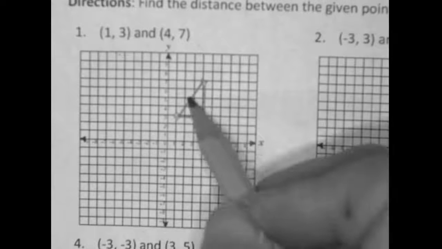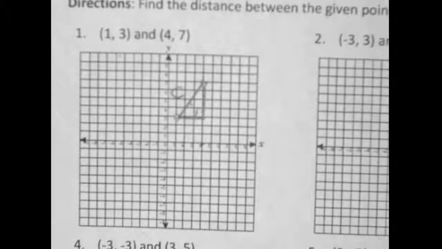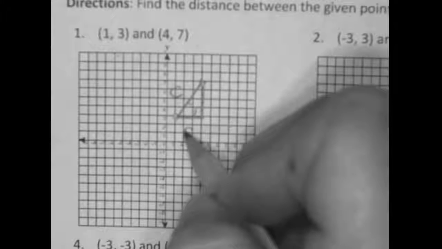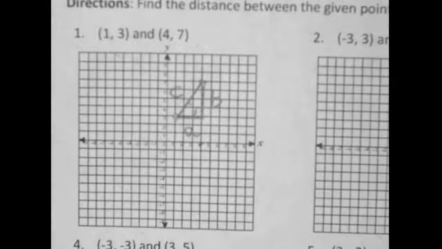Here's my box. So this is going to be side C, right? I'm going to go ahead and just label it as C. I'm going to take this short side and call it A, and I'm going to take this longer side and call it B.